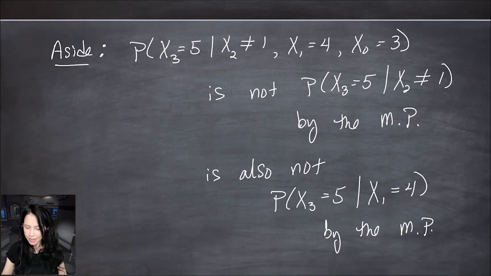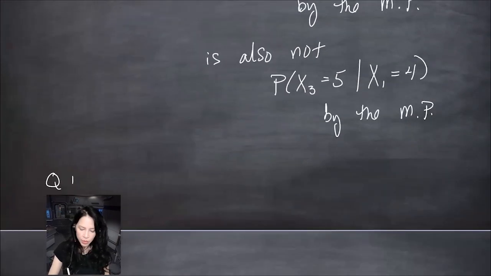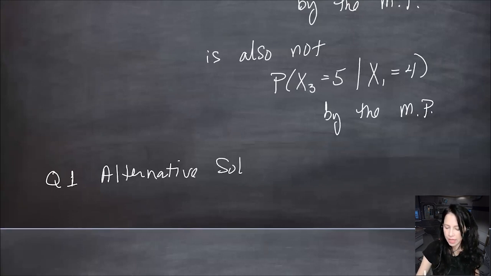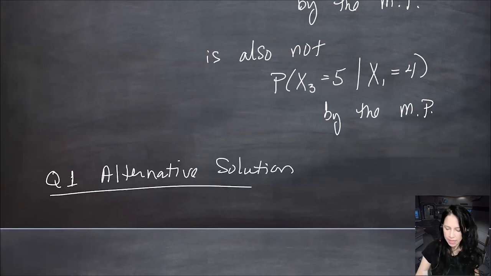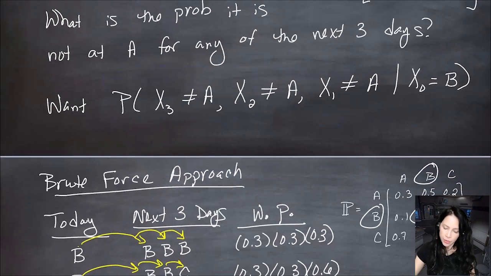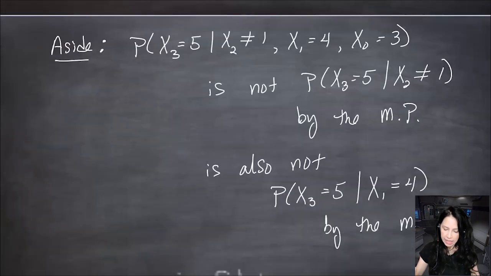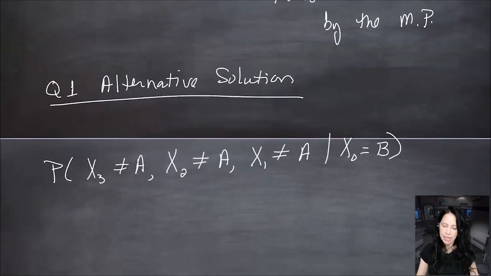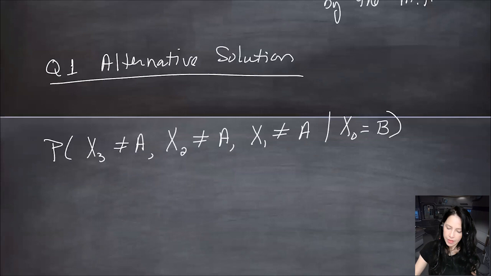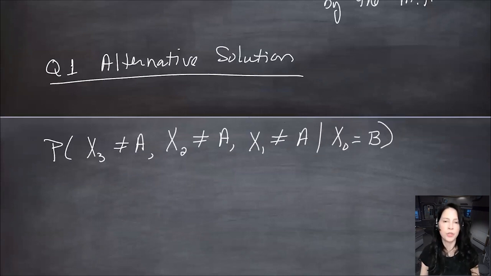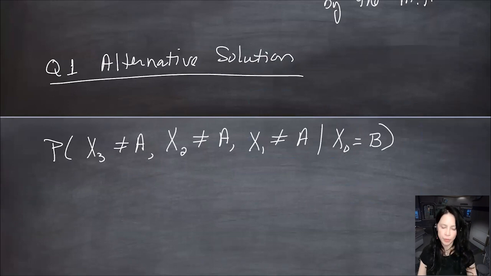So going back to the bikes, question 1, an alternative solution. I'm going to go grab that rather than write that again. Here's what I want to compute. That's bugging me. Move you down. Here's what I want to compute, and I claim that I can use an absorbing state to do this.